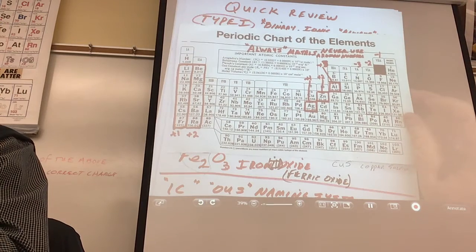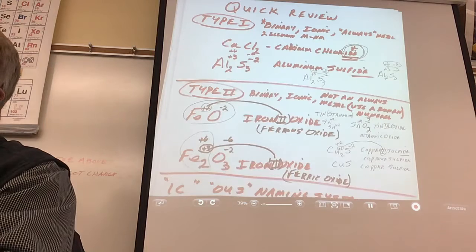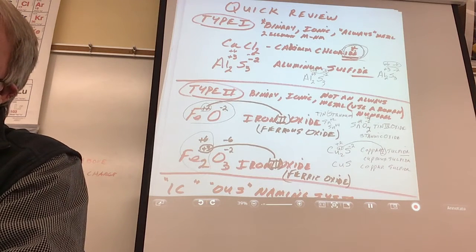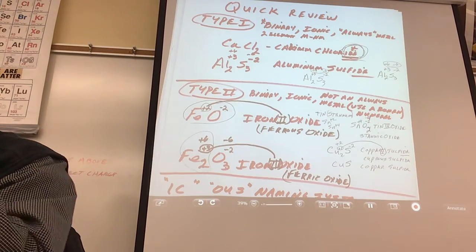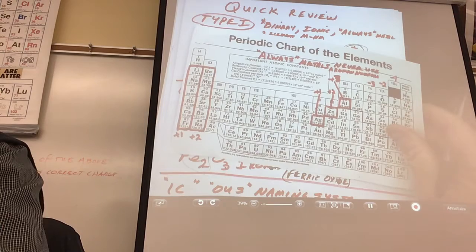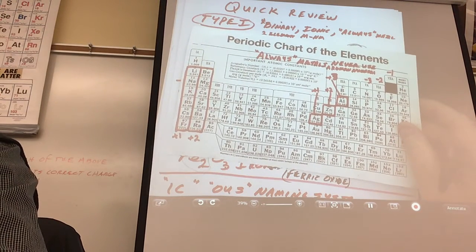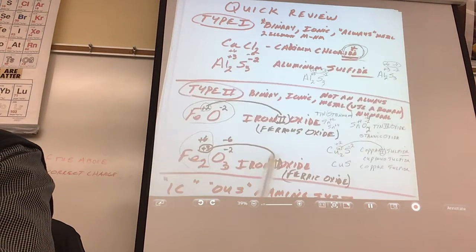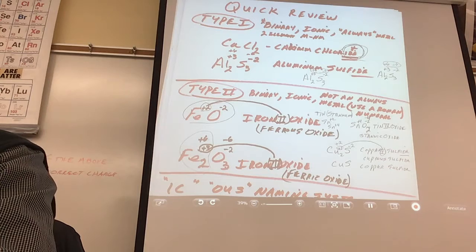Not the always metals. The always metals, there's only one way to make sodium chloride, because there's only one way sodium is going to form a compound. And that's why you'd never see a Roman numeral with type 1. You'd never see a Roman numeral with the always metals. But if you're not an always metal, you will see a Roman numeral, won't you? Oh, that's what that's about.